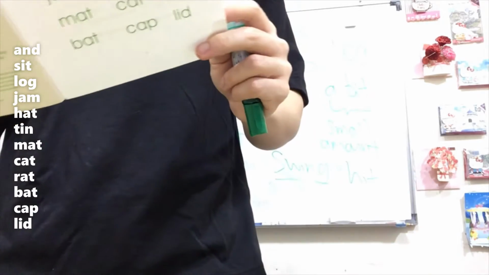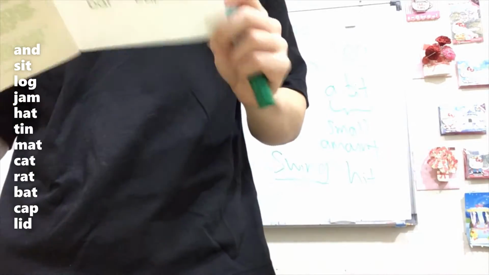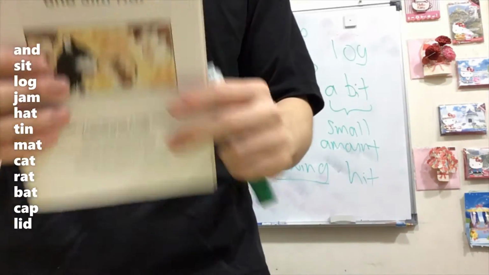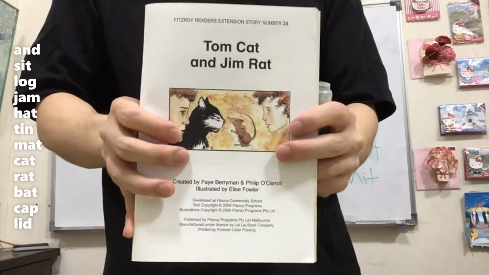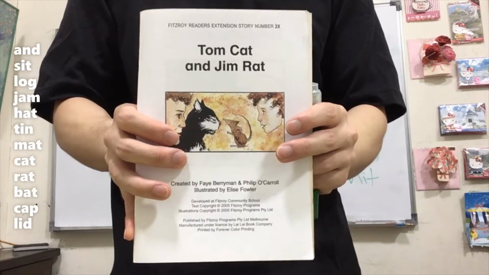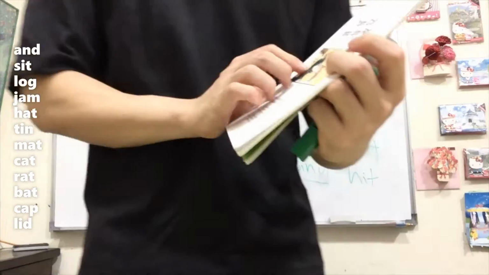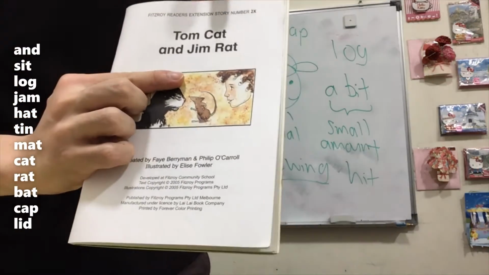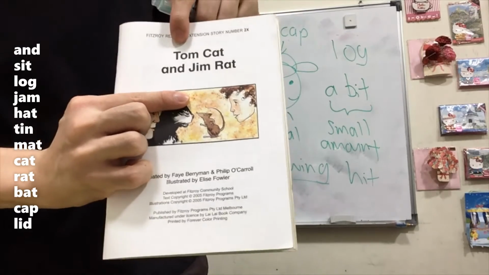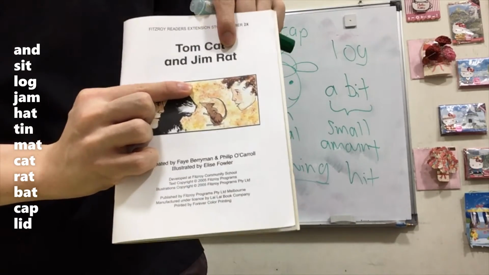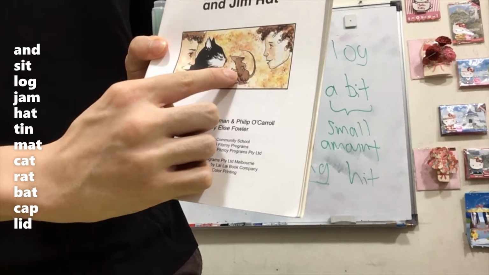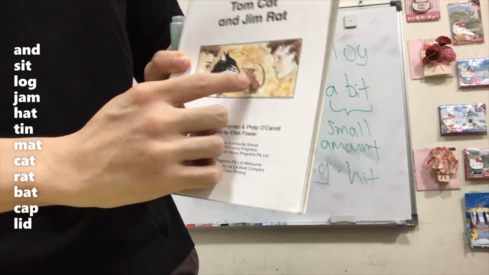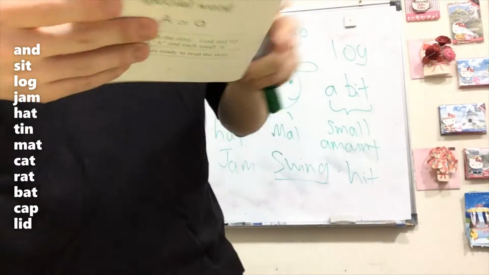Alright, now let us move on to the actual story itself. This story is on Tom Cat and Jim Rat. So the cat's name is Tom, while the rat's name is Jim. The rat here is Jim, and the cat here is Tom, alright?